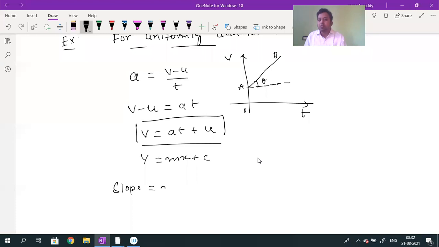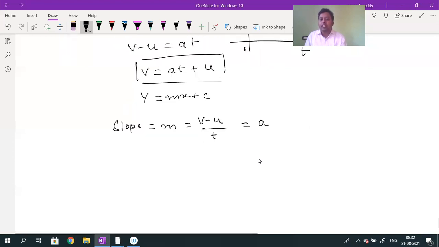Slope is the change in y coordinate by change in x coordinate. Change in y coordinate is v minus u, by change in x coordinate, which is t. But v minus u by t is nothing but a. Therefore, what is the slope? Slope of the velocity time graph. For uniformly accelerated motion, the slope of the velocity time graph gives us acceleration. Is it clear, students?